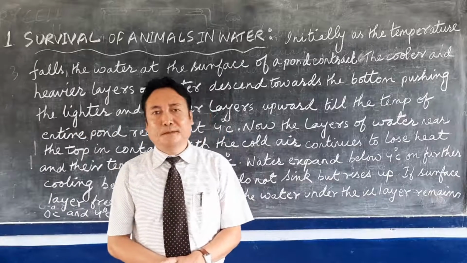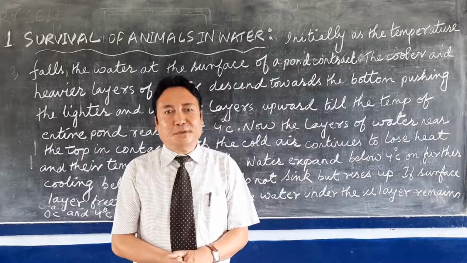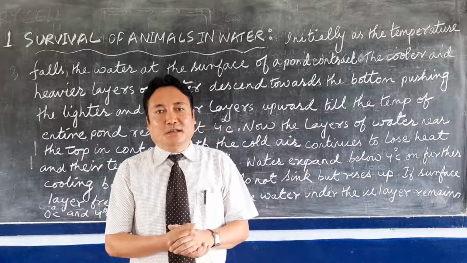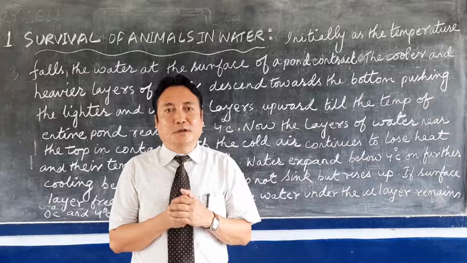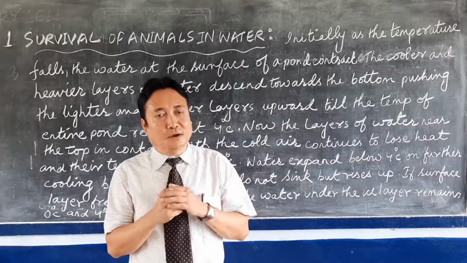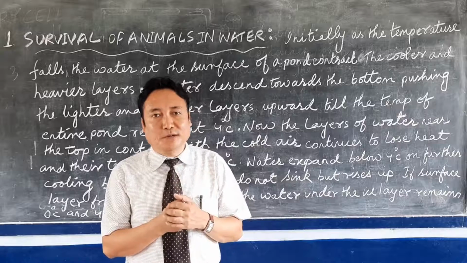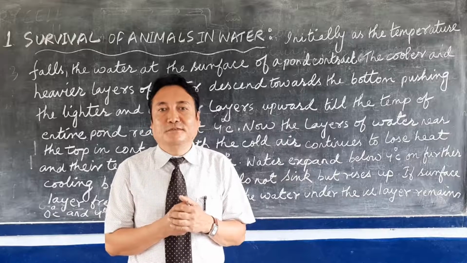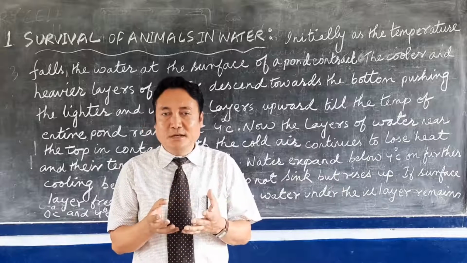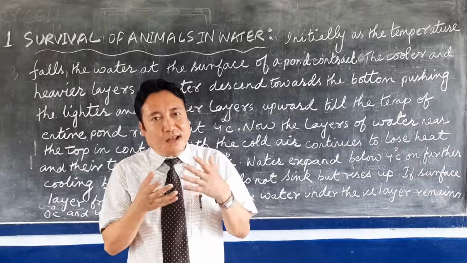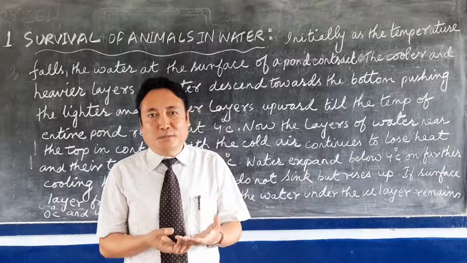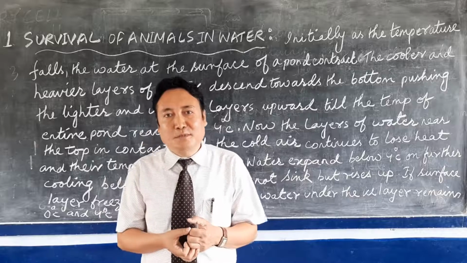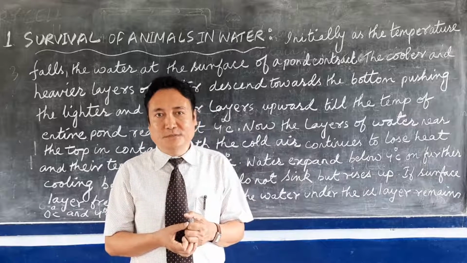During winter, even if the atmospheric temperature falls below 0 degrees, the surface of the water in a lake or a pond freezes and converts into ice, but the water below the ice still remains at 4 degrees Celsius. If the entire water in the lake or pond were frozen and converted into ice, it would be impossible for aquatic animals to survive during frozen winters.